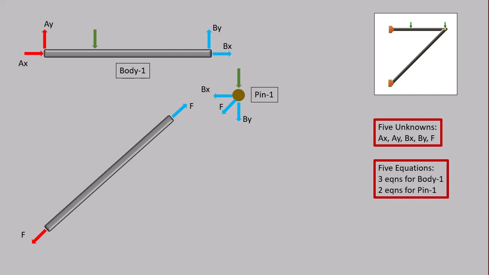We can write 3 equations for body 1 because it's a finite sized body: sum of forces in the X is 0, sum of forces in the Y is 0, and the moment at the reference point is 0. So 3 equations for body 1 and 2 equations for the pin because pin is a point mass. So we have 5 equations and 5 unknowns. We can solve this problem. And this solution part will be handled in another video in the future.